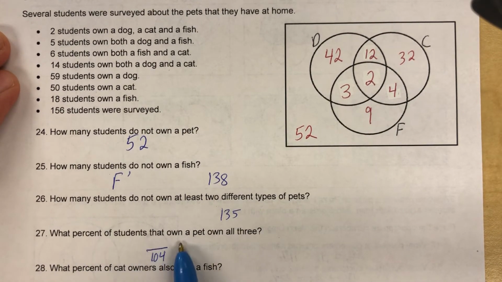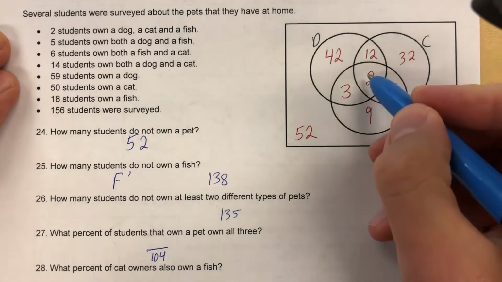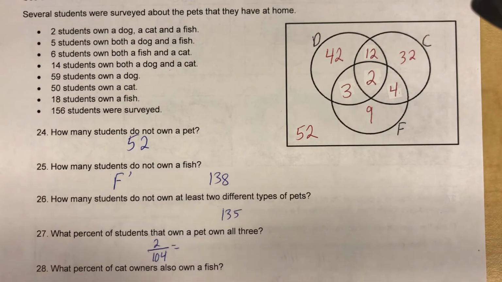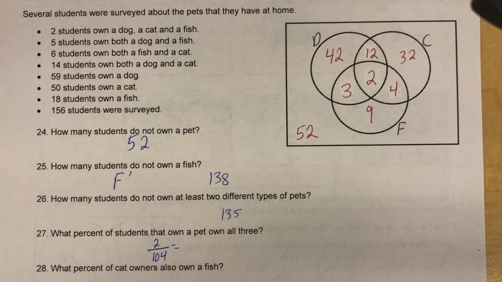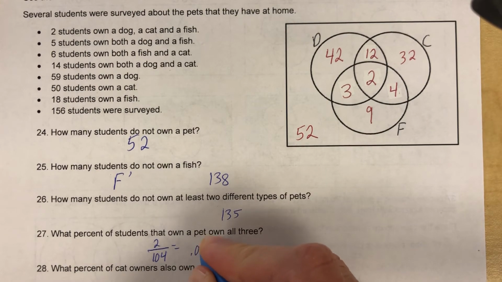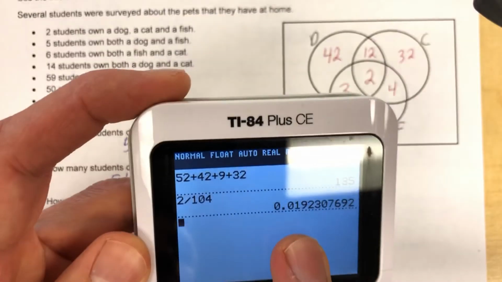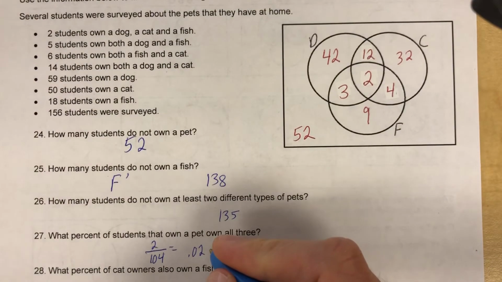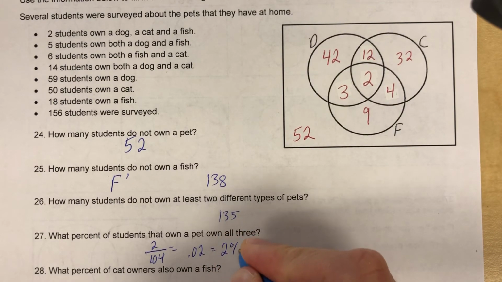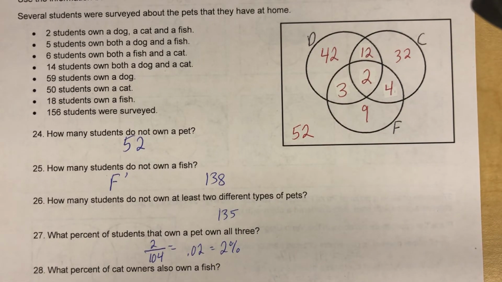What percent of students that own a pet own all 3? 2 out of 104. I will type that in the calculator. It's going to be about 2%. It's awfully close. Yeah, 0.02. So 2% rounded.